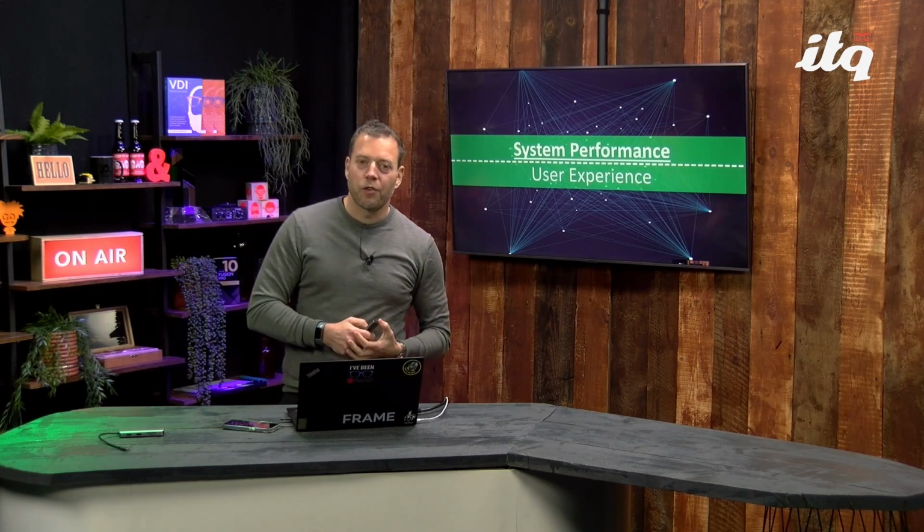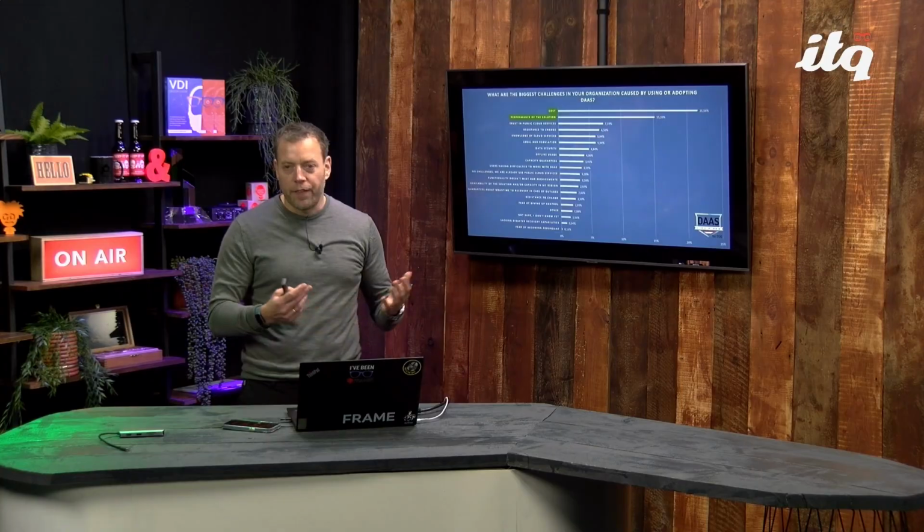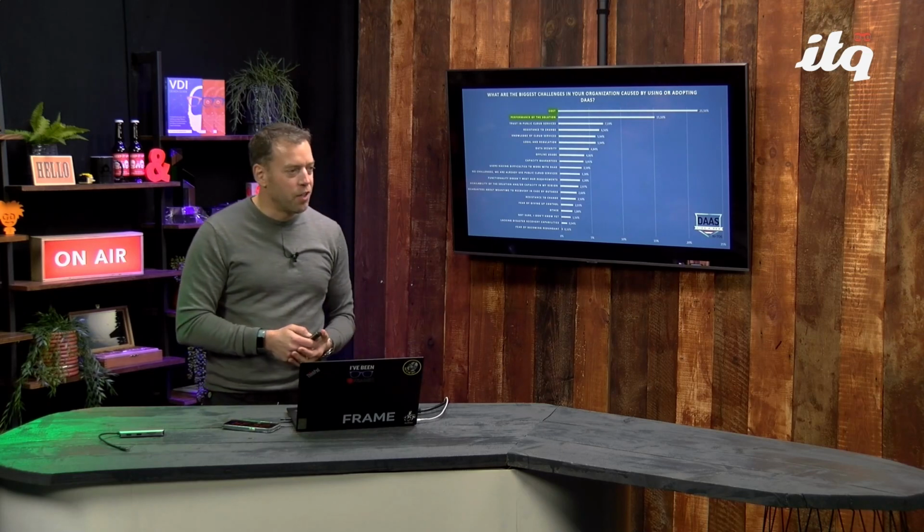So focus, first of all, is system performance. Why is it important? Well, if you look at DaaS Like a Pro, another community, and a survey we run yearly, if you ask what are the biggest challenges in your organization caused by adopting desktop as a service, it's cost and performance. And guess what? These 2 are addressed in this section.